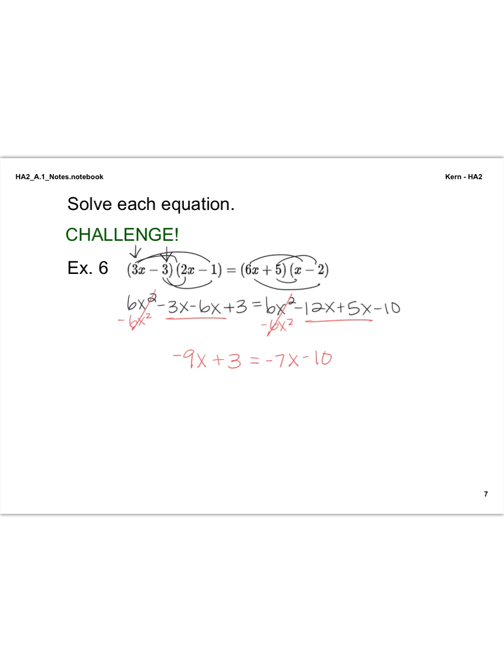I'm going to add my 9x to the right side and add my 10 to the left. So I'm left with 13 equals 2x. So divide both sides by 2. X equals 13 over 2.